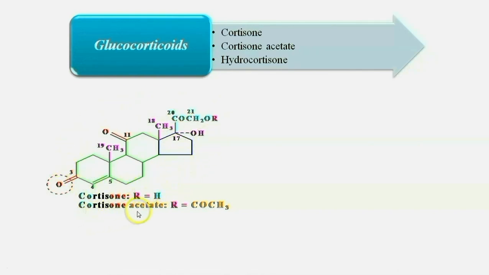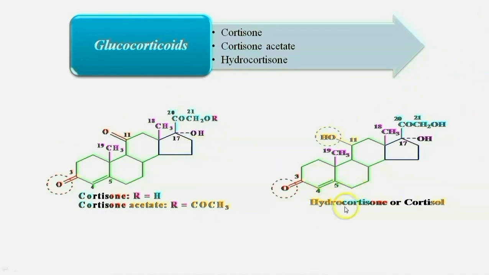And for the structure of cortisone acetate, here this acetate indicates the acetyl group is present in the structure of cortisone. If you replace this R with an acetyl group you will get the structure of cortisone acetate, and all the remaining functional groups and the skeleton are the same as that of cortisone.